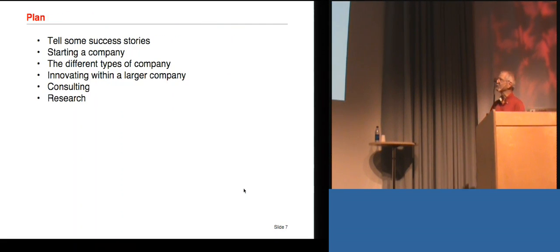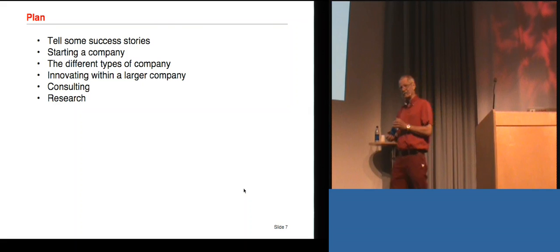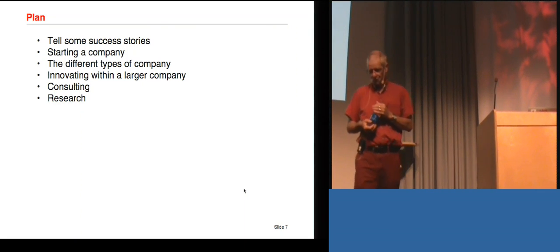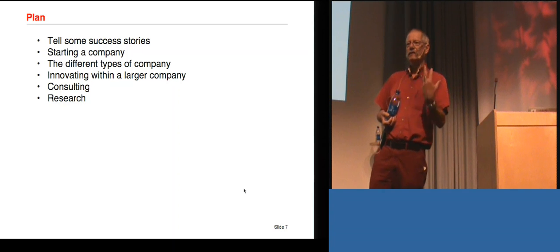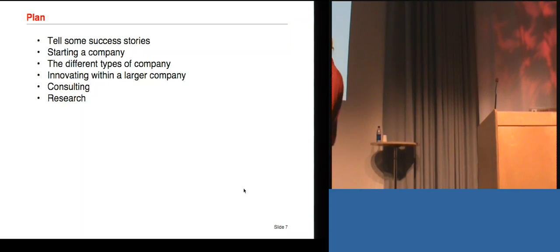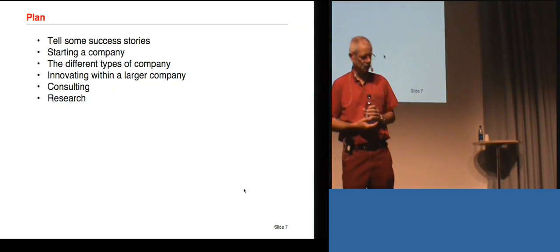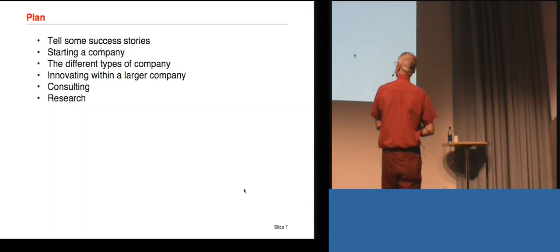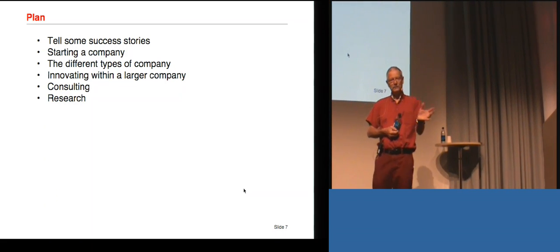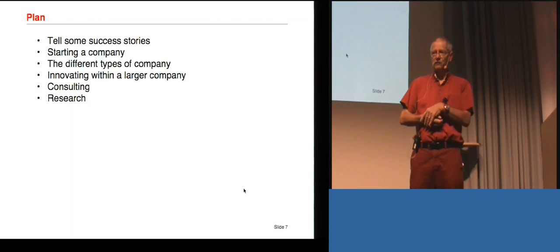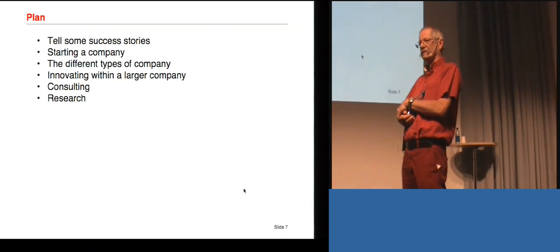Okay, so the plan of this lecture is just to tell a few success stories, because it's good to hear a few success stories. And then I'm going to talk about the various ways that I know people have made money out of functional programming. We've got to go from starting a company, what else? Different types of company you can start, how you can innovate within a big company and what sort of problems you'll get and what other options there are.